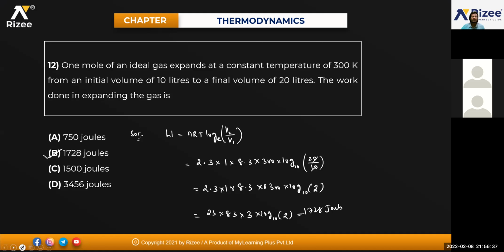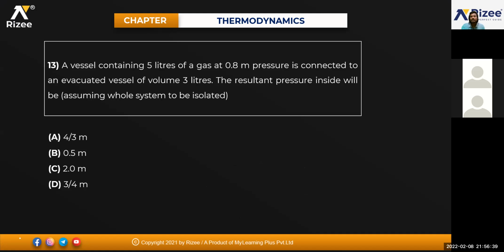Done? Sure. Next one. A vessel contains 5 liters of a gas at 0.8 meter pressure. It is connected to an evacuated vessel of volume 3 liters. The resulting pressure will be how much, assuming the whole system to be isolated? So how much amount, beta?